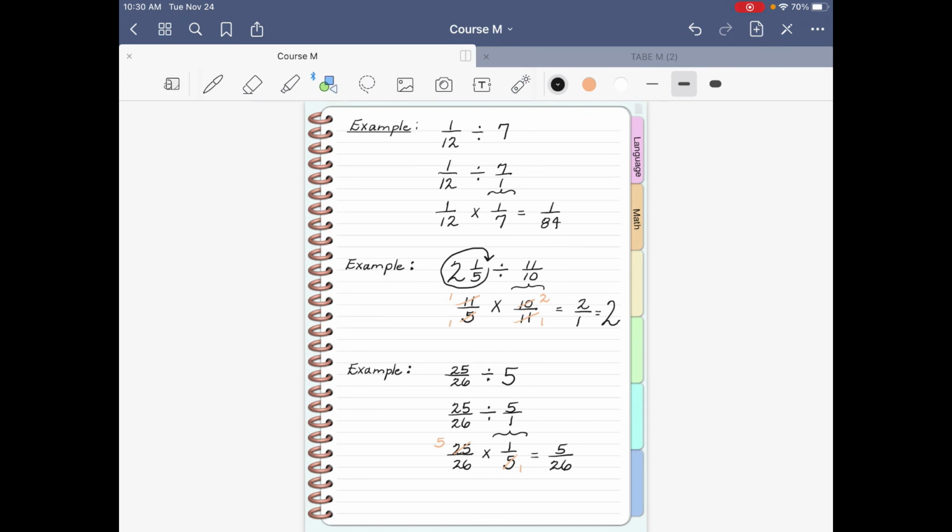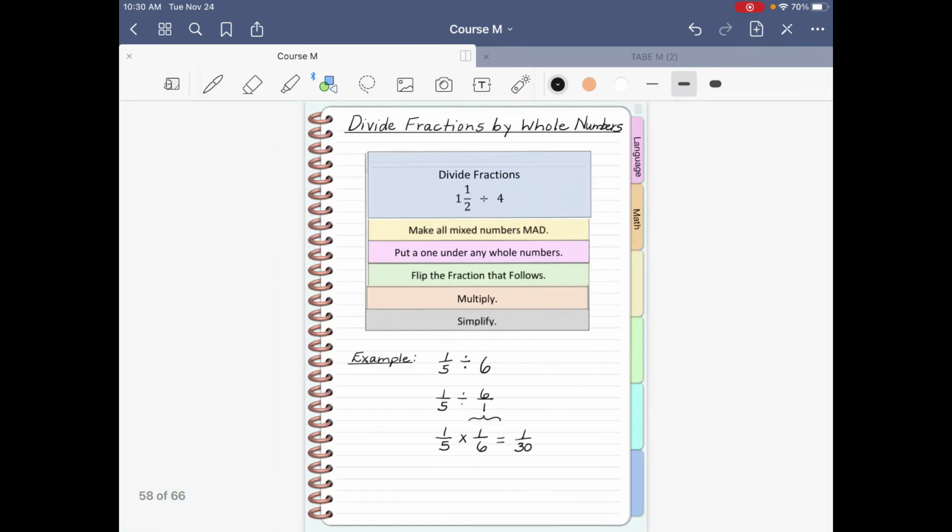We are going to practice these steps in future lessons. So just keep that memory piece handy where you can refer to it. And I will see you in the next lesson where we will be dividing whole numbers by fractions.